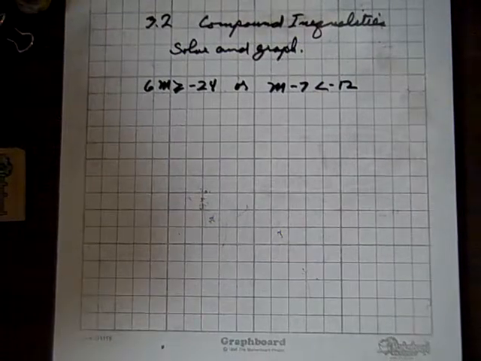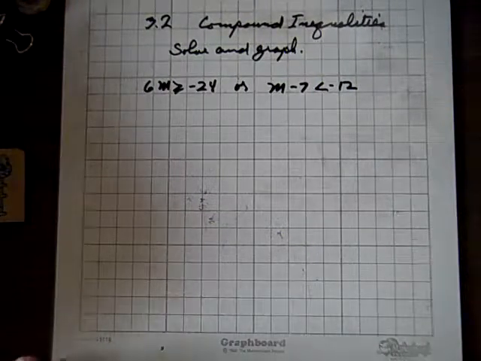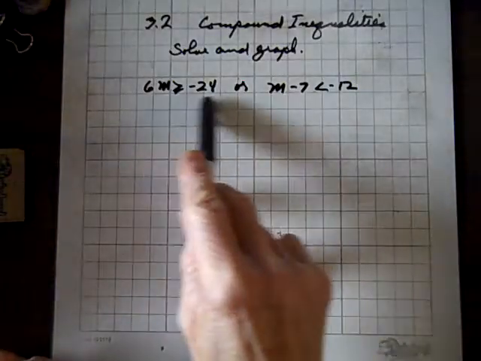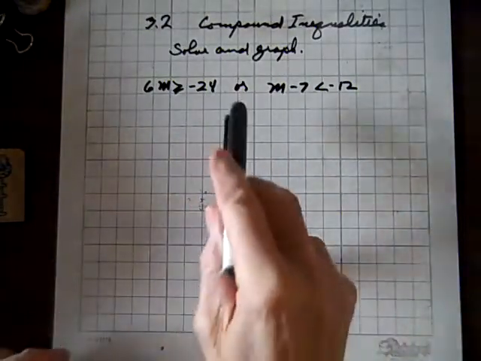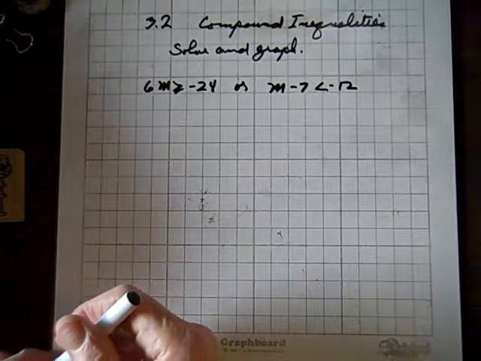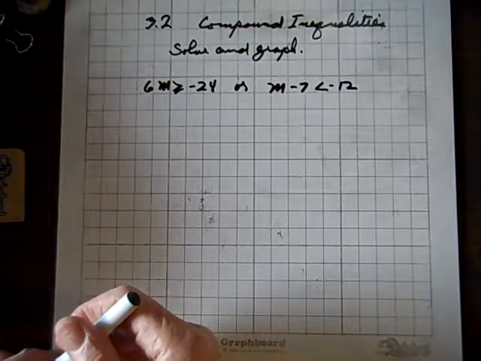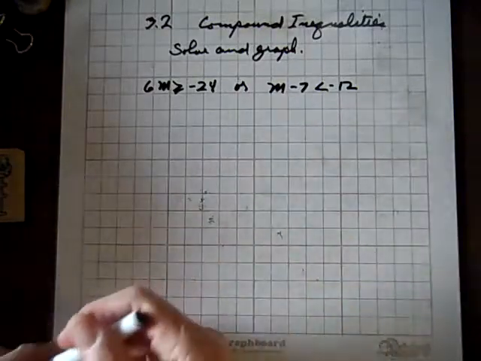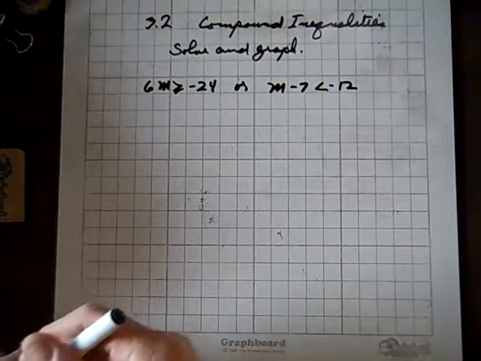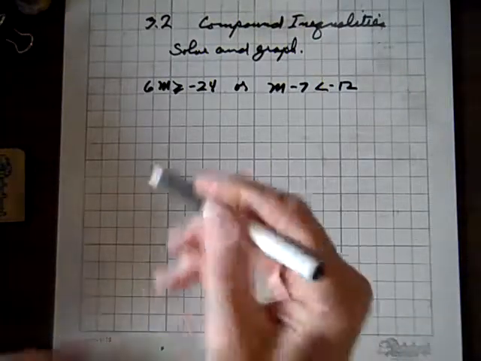Well, now we're going to deal with compound inequalities. And so we have a combination of inequalities linked together by the word or. And the goal is to isolate m in each case and then graph. So we're going to solve by isolating m and then we're going to graph.